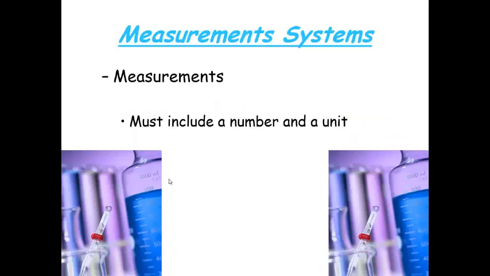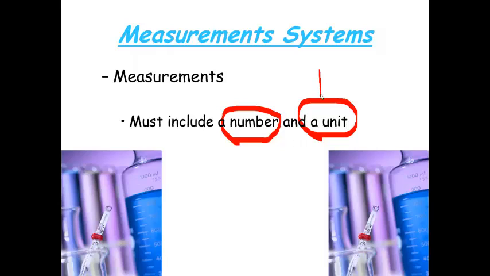And then eventually we have an actual measurement system. Measurements must include a number and they must include a unit. A measurement is called a quantitative observation, an observation that includes a number. And of course we have to have a unit with it, meaning a milliliter, a liter, a gram, a mole, whatever it may be.